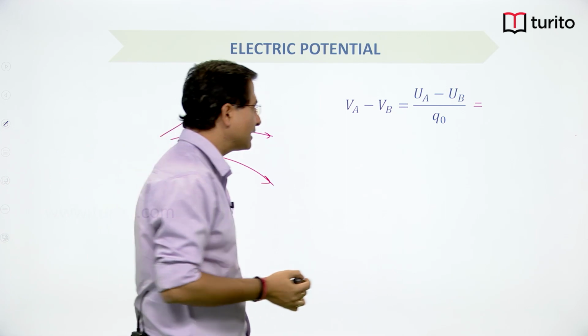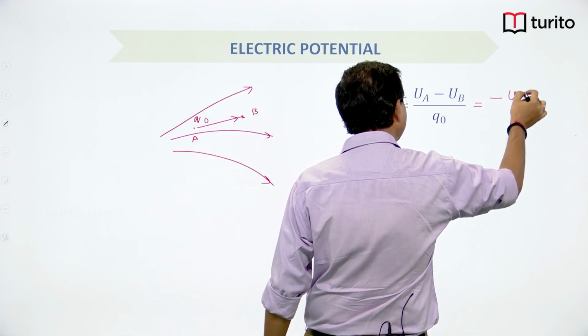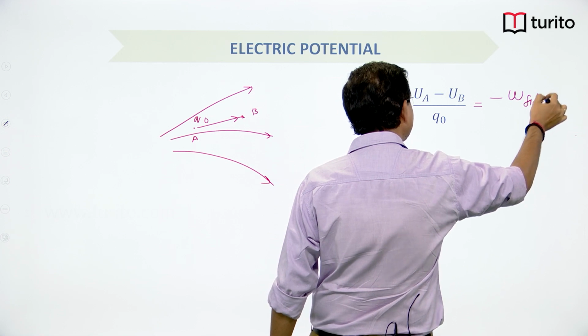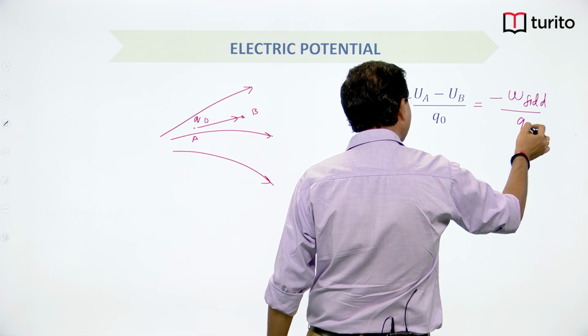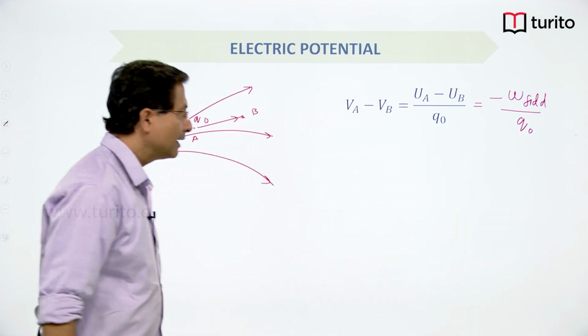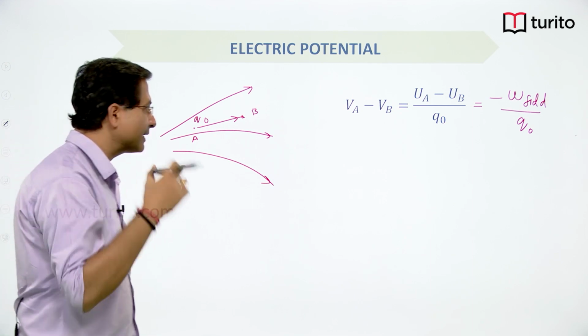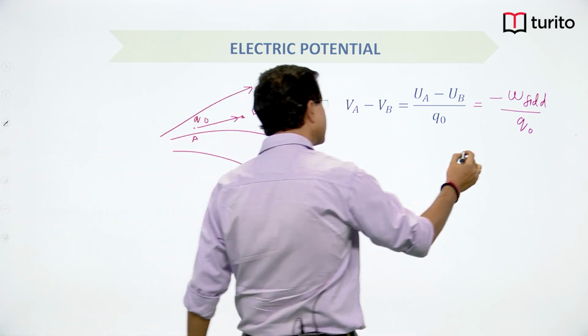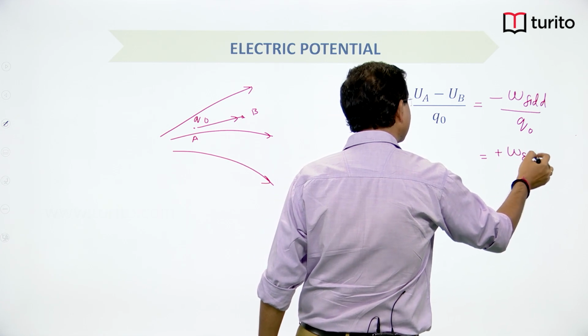So, change in potential energy is negative of work done by field when you are moving test charge from A to B, and you know for a particular condition where change in kinetic energy is 0, this can also be written as plus of work done by external agent.